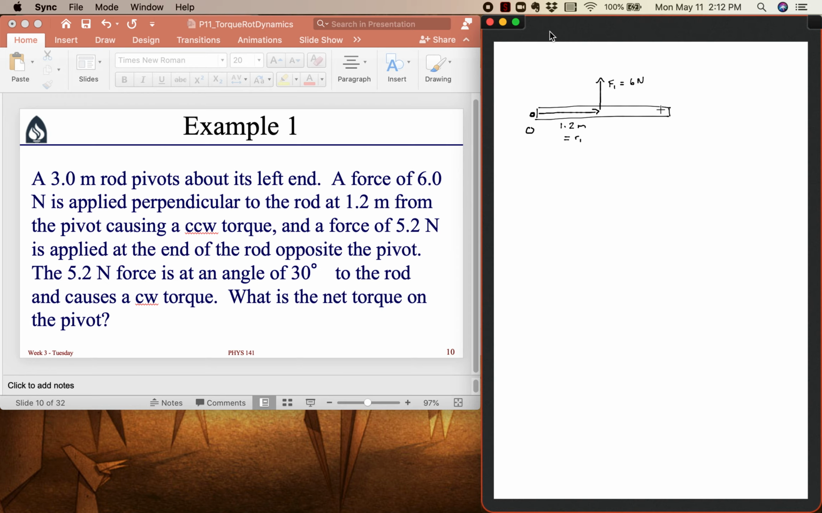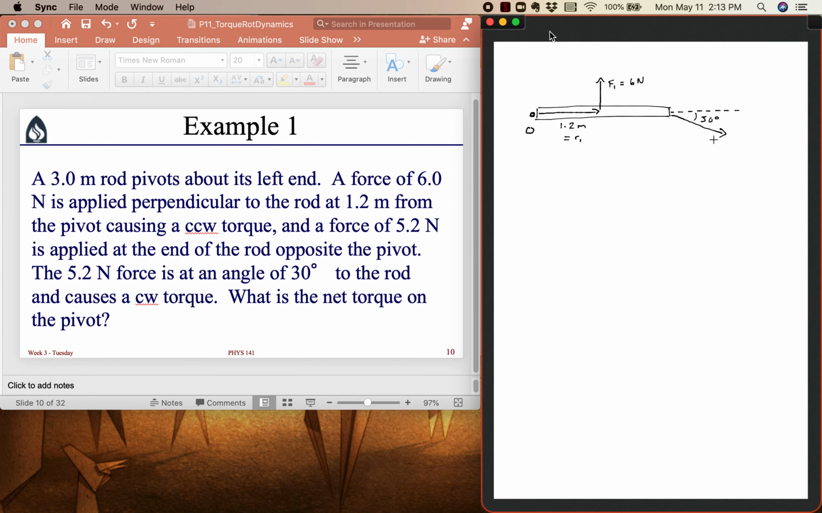Then there is a second force which is applied to the very end of the rod, and it is applied at an angle of 30 degrees to the rod. So that means that if I continued my rod along, this second force is with an angle of 30 degrees with respect to this line. Now this force causes a clockwise torque, which means it would make the rod swing down this way. And so that must mean that the force is angled like this. So it's 30 degrees with respect to the direction of the rod, and it's going to cause a clockwise torque.